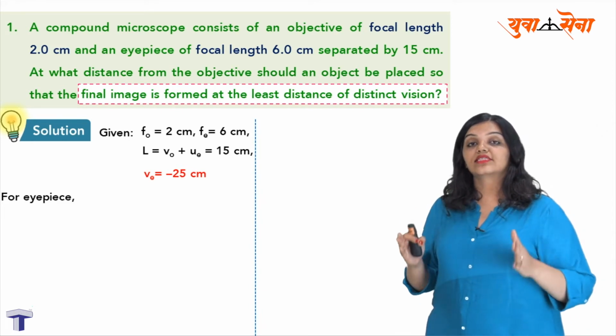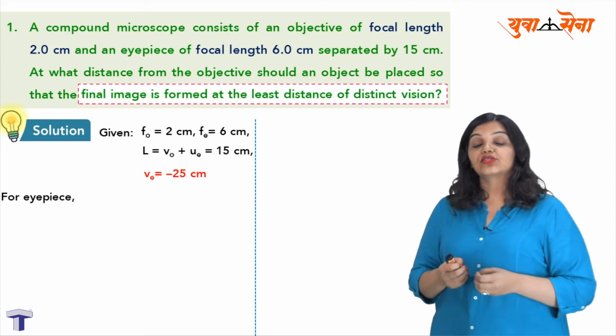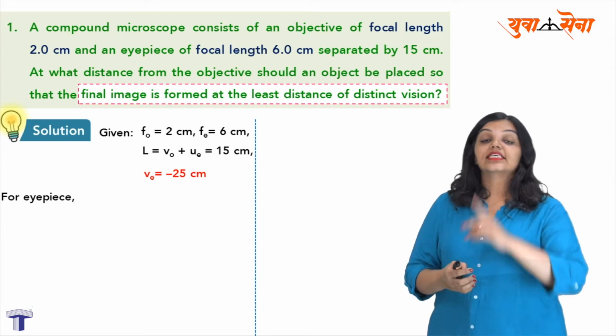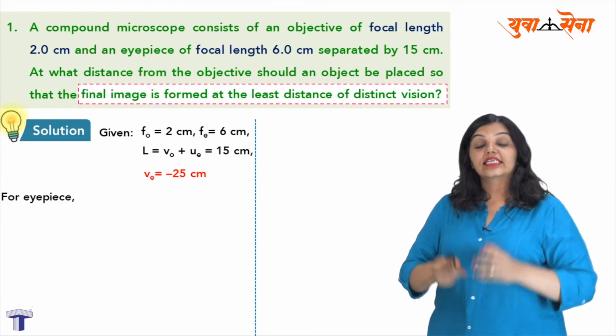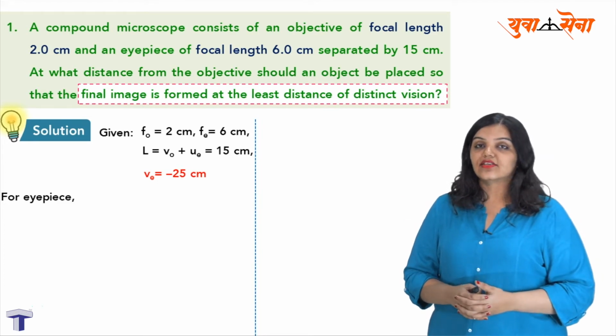Now once I have all this information, I can actually begin solving the sum. What is asked in the sum is to find what would be the object distance for the objective. That is, initially where must I keep the object in such a way that the final image must come out to be at the least distance of distinct vision.